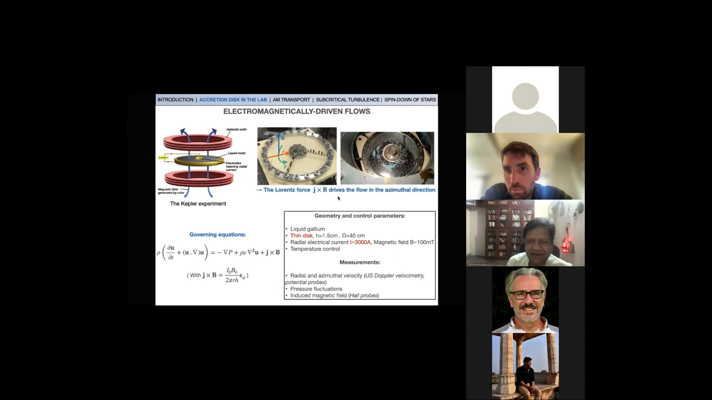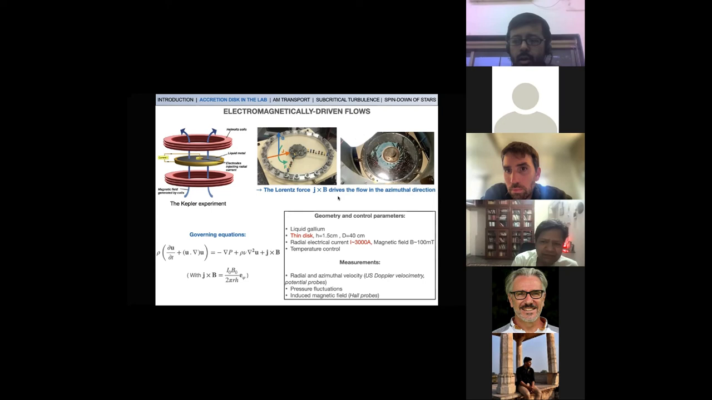Yeah, am I audible? Yeah. So, a very nice talk. In this same experiment, you said that when the magnetic field is increased, the secondary flow becomes very small. But if I look at the form of the J cross B, with the increase in magnetic field there is a stronger swirl force. So with a stronger swirl force, the secondary flow would be expected to become stronger, larger.